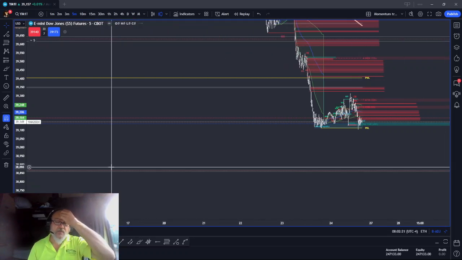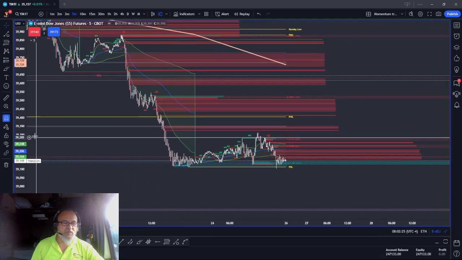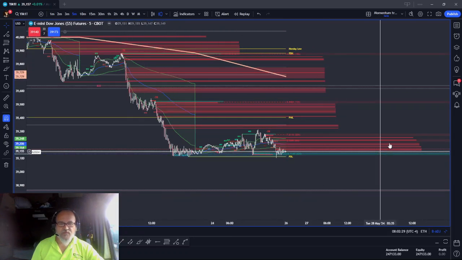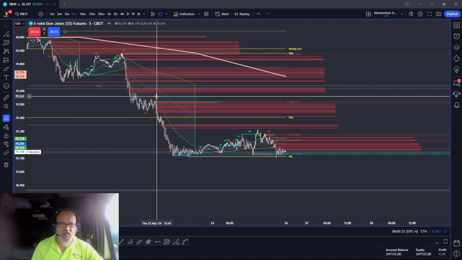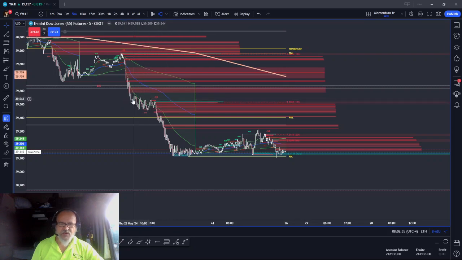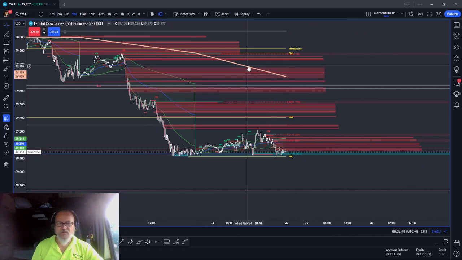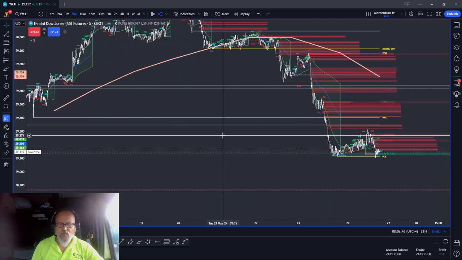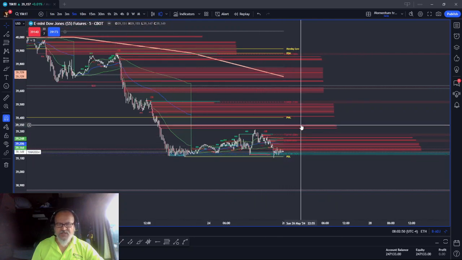So on the 5 minute, I'm looking to complete this market maker model. I don't know if we get all the way back up to here, but I definitely would think we could target this liquidity above these highs here in this consolidation before rolling over. So I will be looking for that on Tuesday.